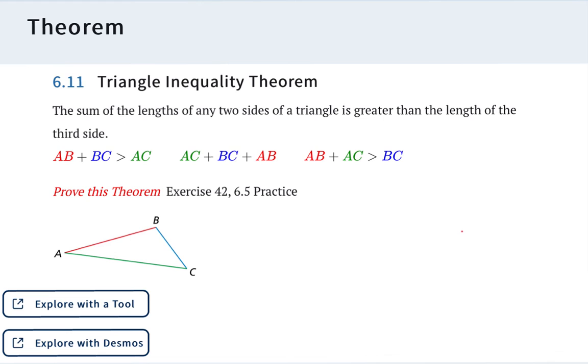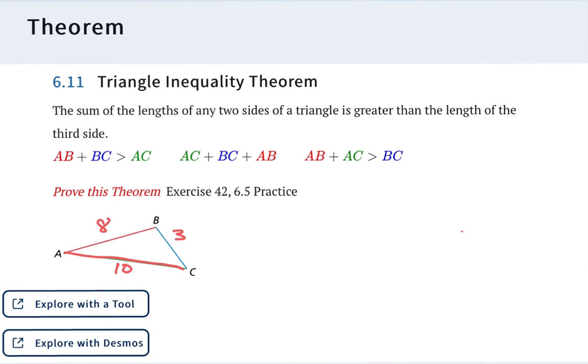So if I take the sum of, given any 2 numbers, we'll call this one 8 and this one 3, it has to be bigger than that third side. So maybe that third side is 10, I don't know. But the sum of any 2 sides has to be bigger than the third side. Always, always, always, always.